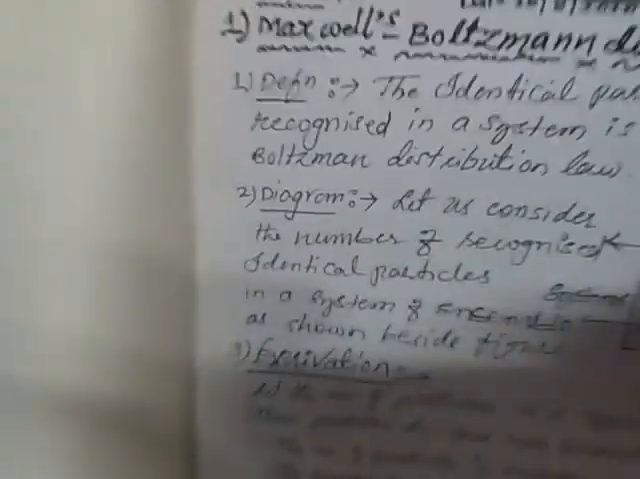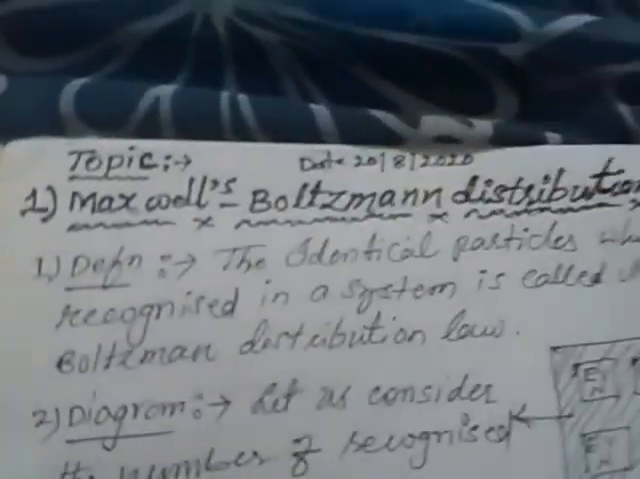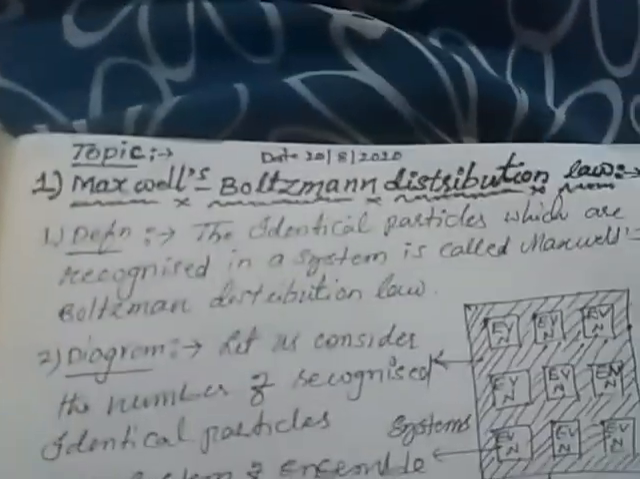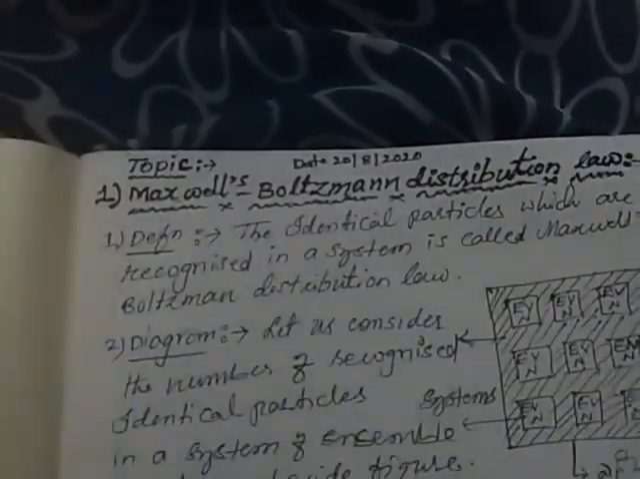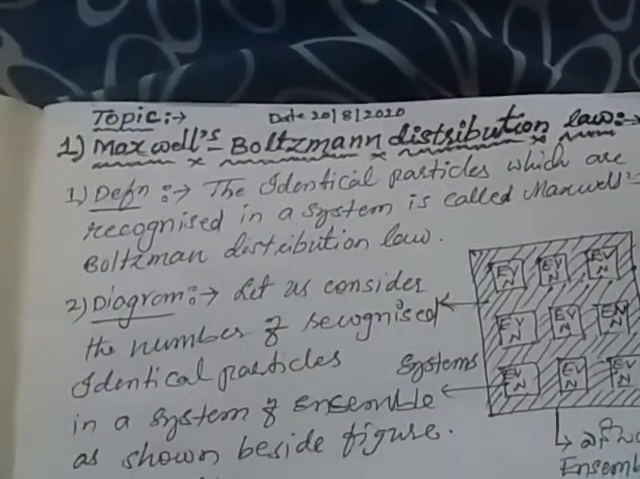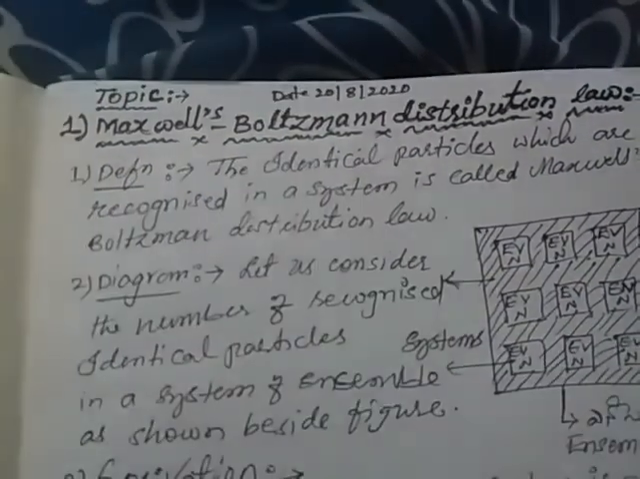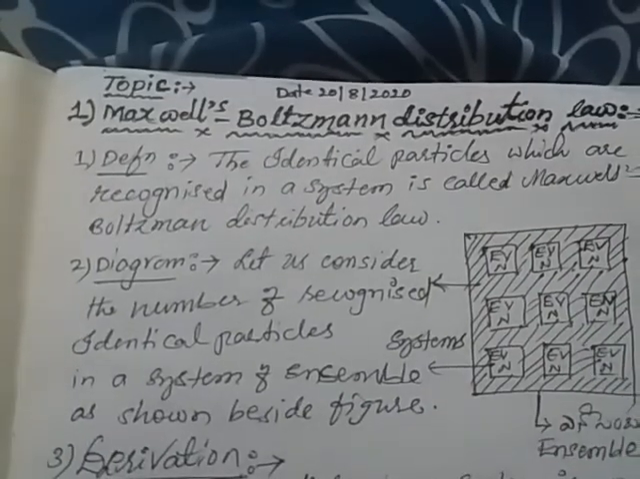So students, today we are going to learn a new topic, the Maxwell-Boltzmann energy distribution law. In this law, we have to discuss what an ensemble is and what the types of ensembles are, from the last class. So we just have to recall the last class.